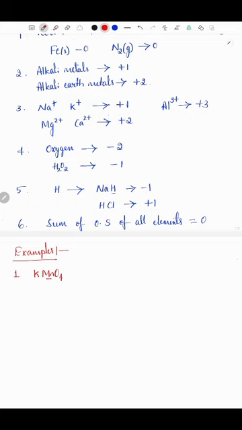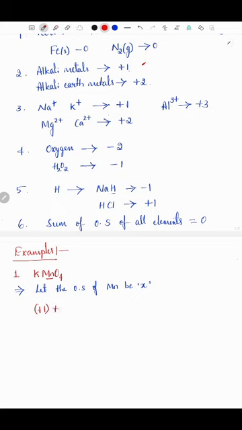In this example, we need to calculate the oxidation state of the underlined element, that is manganese, and the compound given is KMnO4. We'll now explain the procedure, what all things are to be followed to calculate oxidation state. Let the oxidation state of manganese be X. Now we have potassium. Potassium belongs to the alkali metals, and its oxidation state is +1.